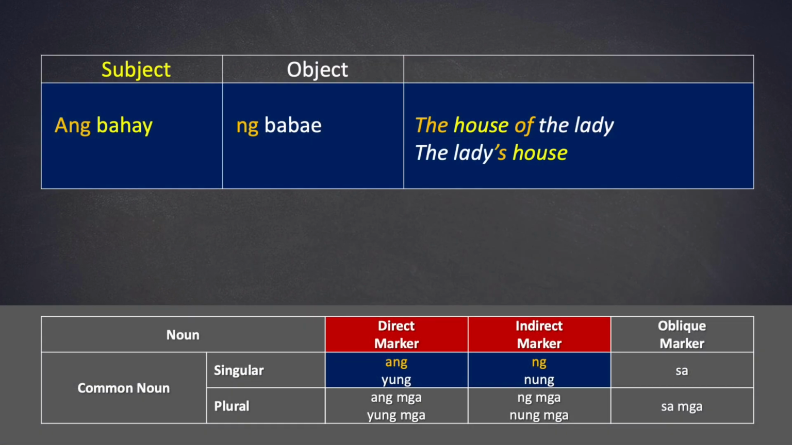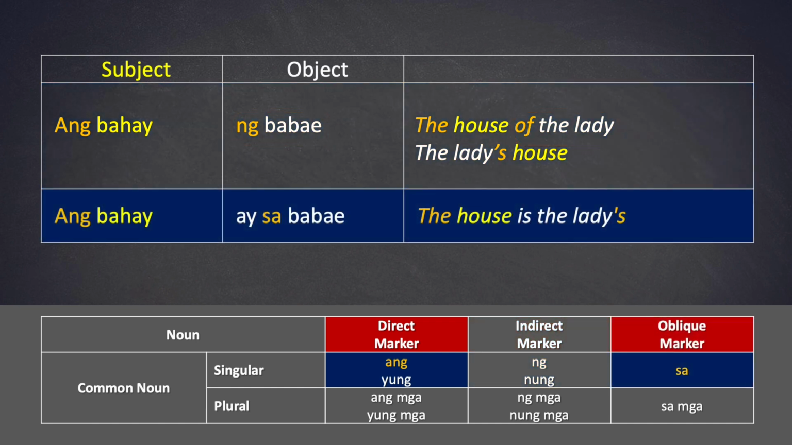Ang bahay ng babae, the house of the lady, or the lady's house. We've learned about this pattern in the last 3 videos. The sentence points to a house that is owned by a lady, ng babae. Now, let's call in the oblique marker sa. Ang bahay ay sa babae. The house is the lady's. As you can see, the marker sa points to the lady who is the owner of the house.